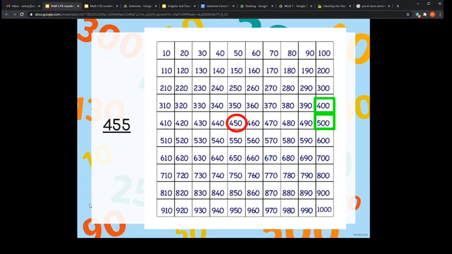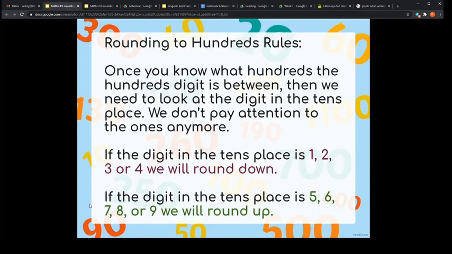679. Is this closer to 600 or 700? 455. Is this closer to 400 or 500? 888. Is this closer to 800 or 900? 620. Is this closer to 600 or 700?